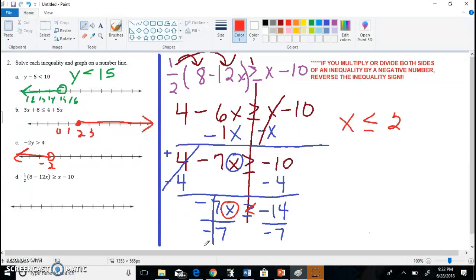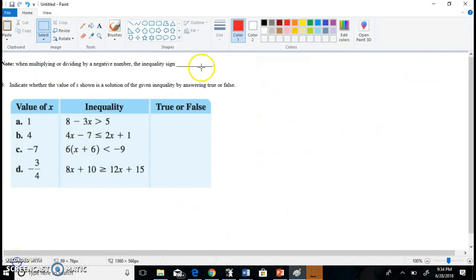Okay, so if we had a 0 here, 1, 2, negative 1, negative 2, okay, 3, 4, 5. We're going to put a closed circle on the 2, and we're going to shade to the left. Okay, so that's all for number 2.